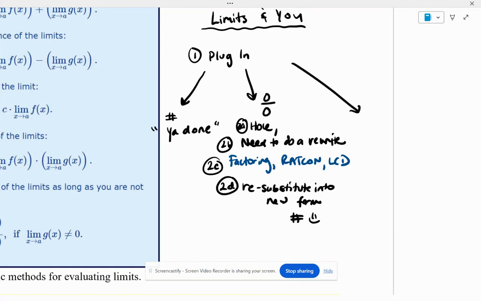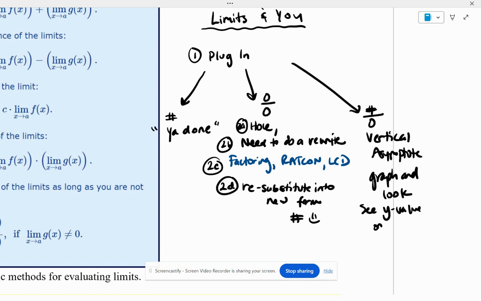Okay, or there's a third scenario, which we didn't do yet, but we will get to. You plug it in and you get a number over 0. The number over 0 means that you have an asymptote. You have a vertical asymptote. I'll show you how to do these by hand. I think tomorrow or the next time I see you. And then for today, just think graph and look. And see what that y value is on the graph. And then that's your number answer and you're done.